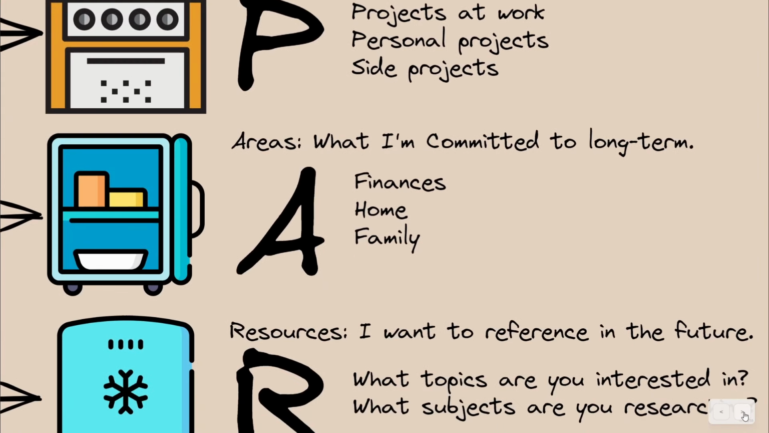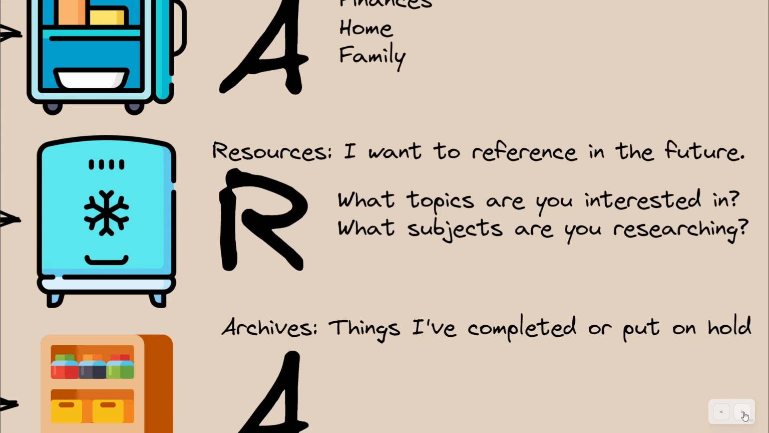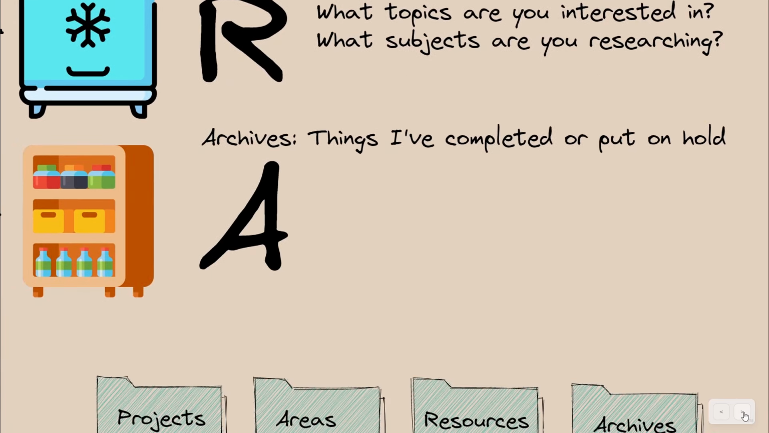The second area is areas, which are like items stored in your fridge that you access regularly but are not currently working on. These areas are usually long-term commitments such as finances, home, and family. The third area is resources, which are like items stored in your freezer for future use. Files in this area include topics that interest you or research materials. Finally, the fourth area is archives, which are like items stored in your pantry that you have completed or put on hold.